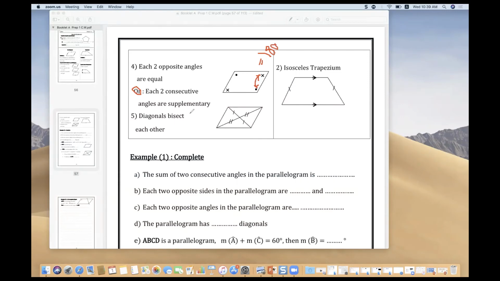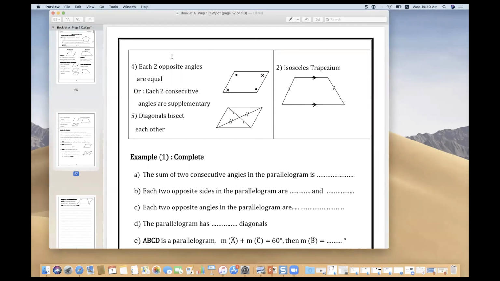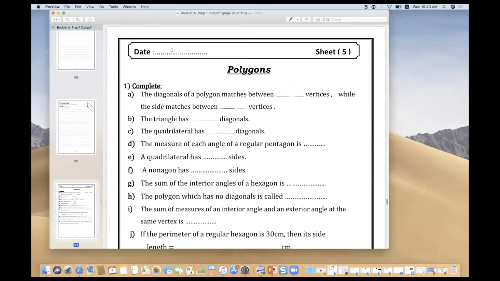The diagonals bisect each other. Yes, bisect each other, and if this one equals this one and this one equals this one, at this time it will be a parallelogram. Okay. Any question now? Because it's very important to study them, to prove that a figure is a parallelogram. Okay, now moving, Ms. Amira, to 91.